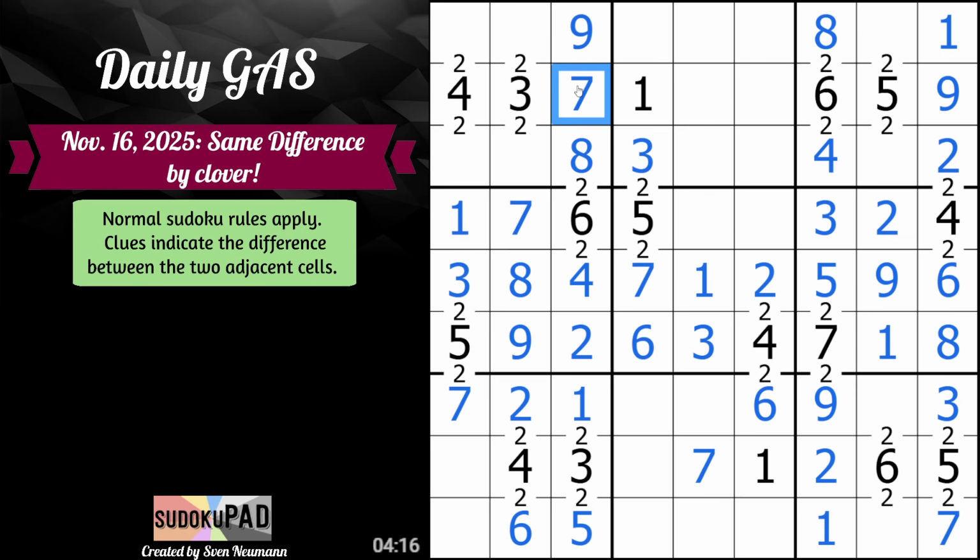Then for 2, there we go. 4, 6, 2. 2 and 2 gets us 2 here. This is the 8. This is 9. This is 8 then. Then 9 gets us 9. This is 9 here.